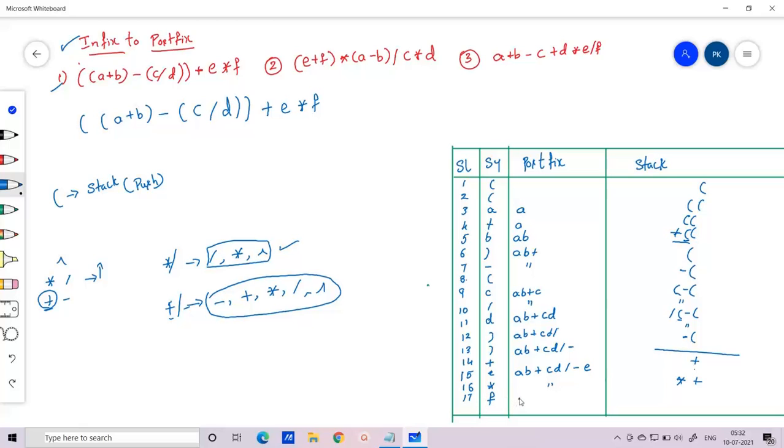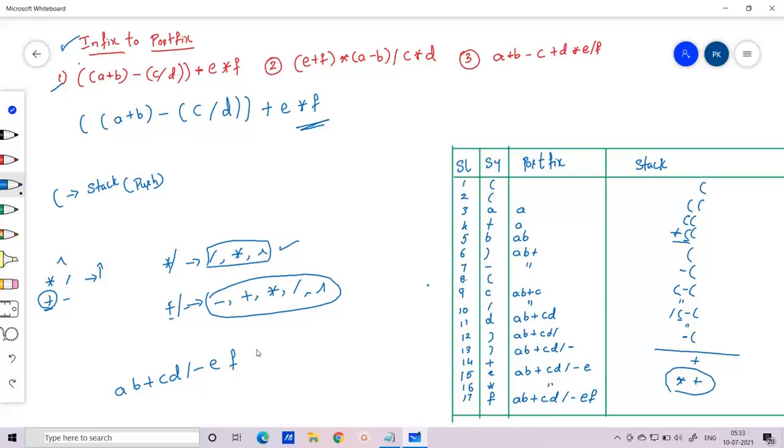So then the result will be AB plus CD divided by minus E and F. So here we have finished all our characters. All the characters of the expression have been finished. Now once it has been finished, whatever operators are present in the stack, everything will be removed. So I'll get the result something like AB plus CD divided by minus E F.